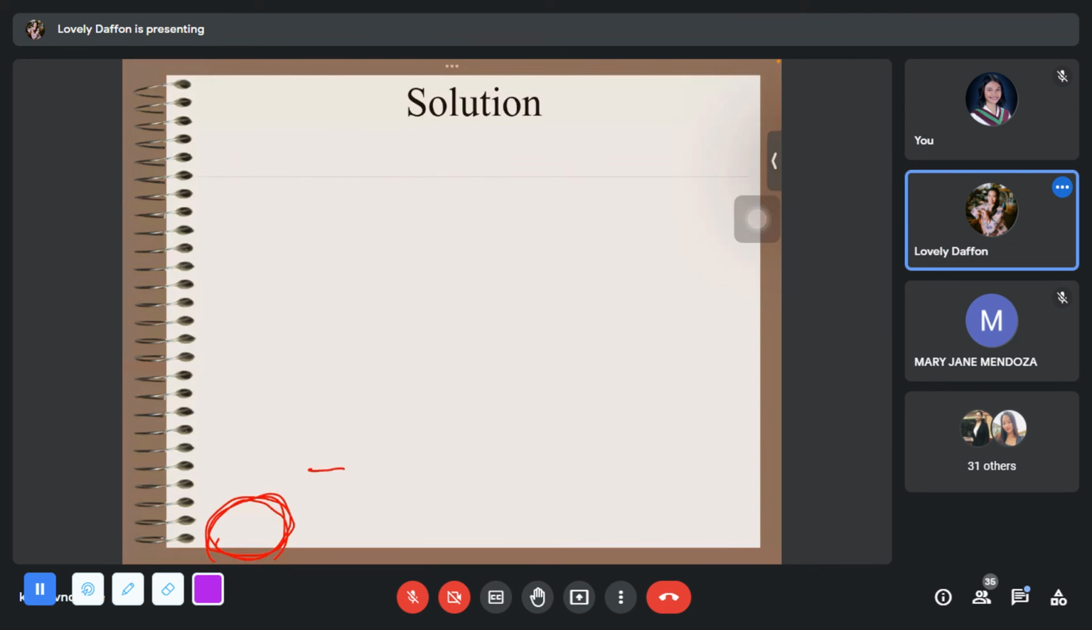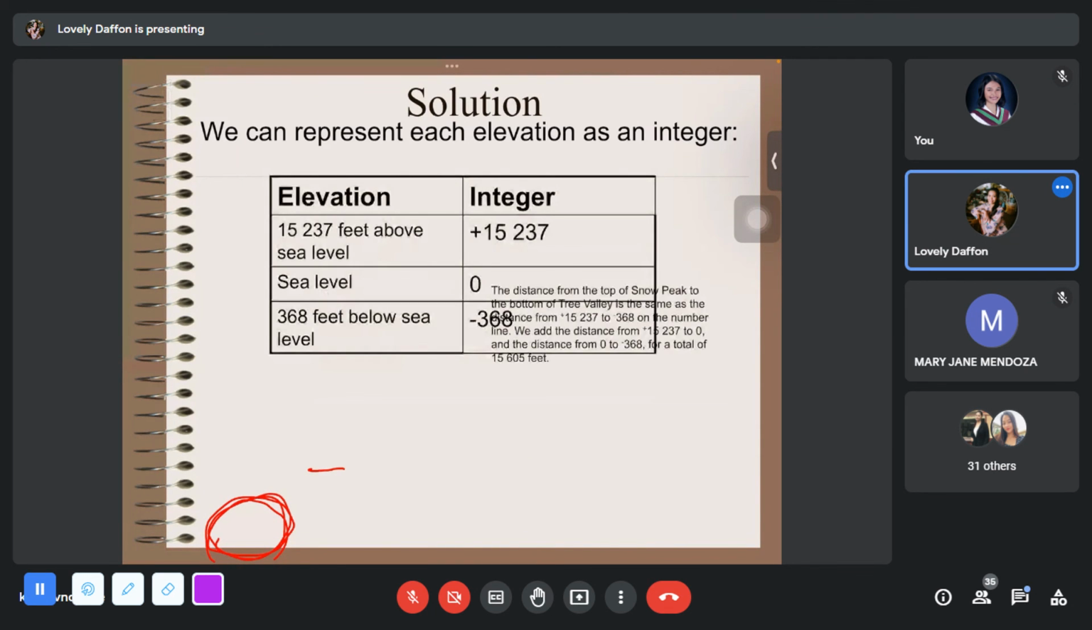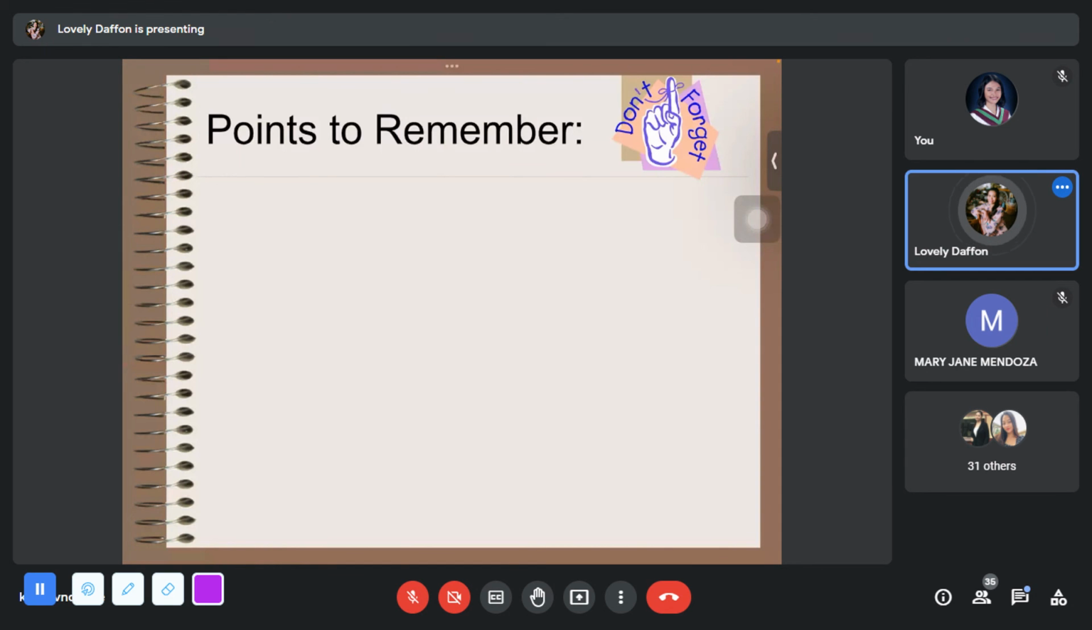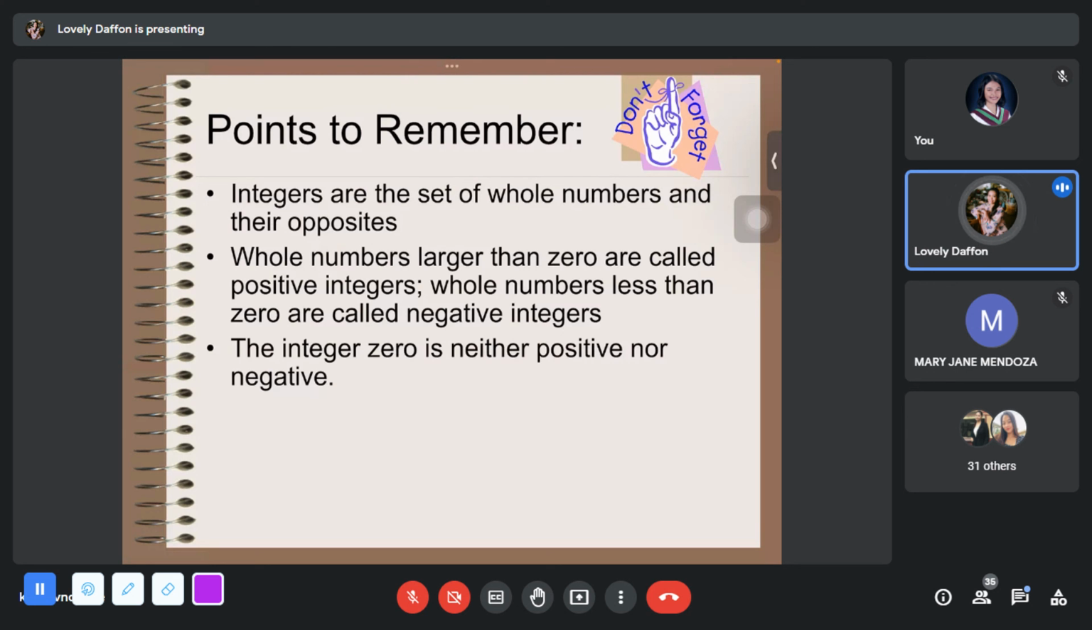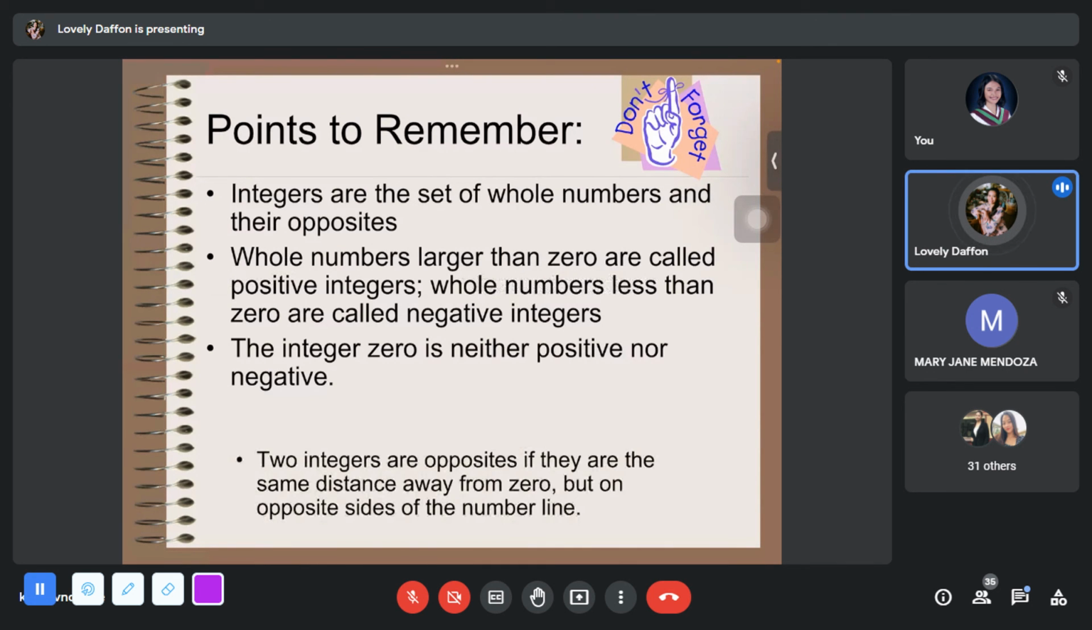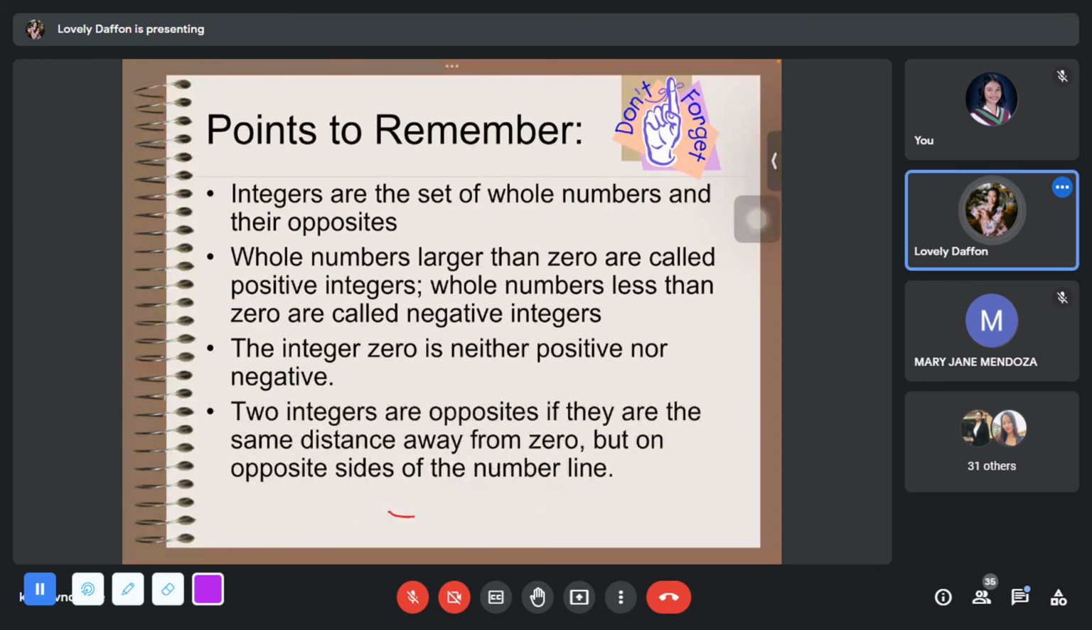Okay. We have points to remember. Integers are the set of whole numbers and their opposites. Whole numbers larger than 0 are called positive. Integer 0 is neither positive nor negative. And two integers are opposite if they are the same distance away from 0 but on opposite sides of the number line. For example, negative 11 and positive 11 are opposite. They have the same distance away from zero, but they are on opposite sides of the number line.